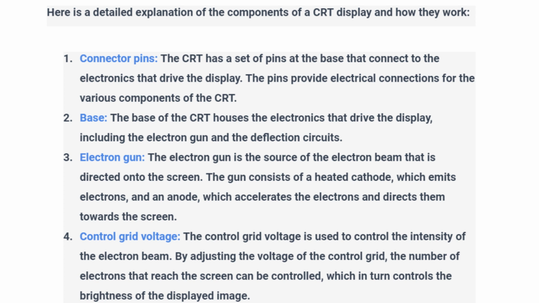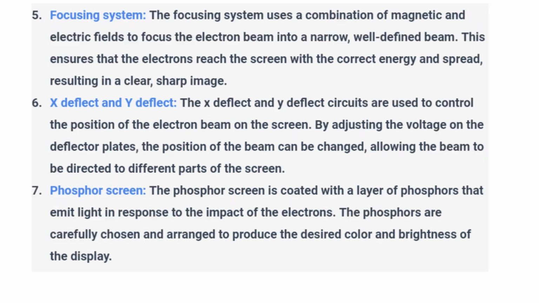Electron gun. The electron gun is the source of the electron beam that is directed onto the screen. The gun consists of a heated cathode, which emits electrons, and an anode, which accelerates the electrons and directs them towards the screen. Control grid voltage. The control grid voltage is used to control the intensity of the electron beam. By adjusting the voltage of the control grid, the number of electrons that reach the screen can be controlled, which in turn controls the brightness of the displayed image.